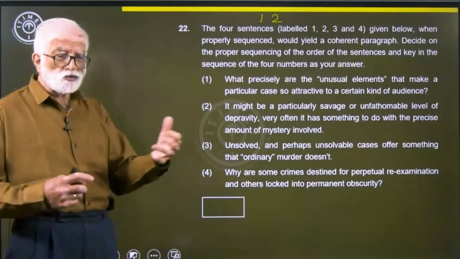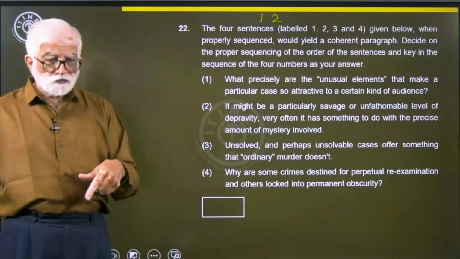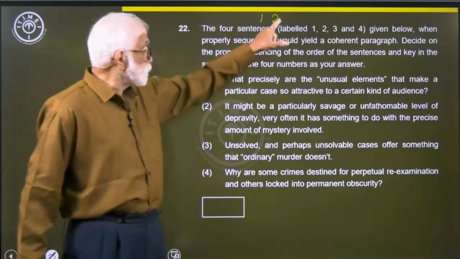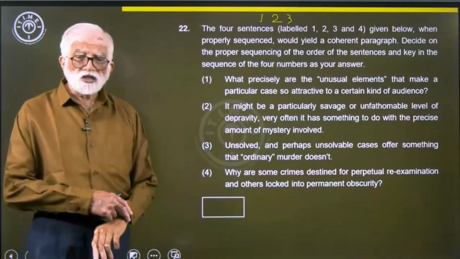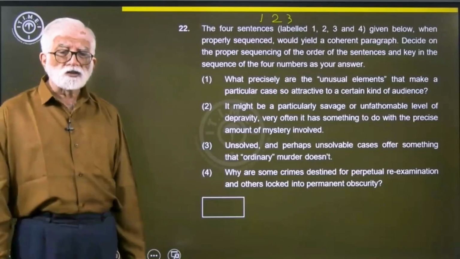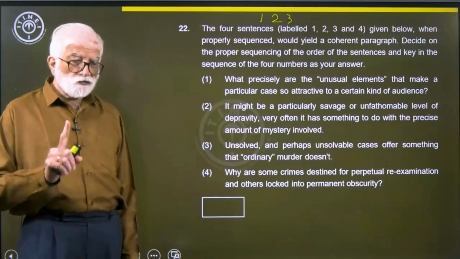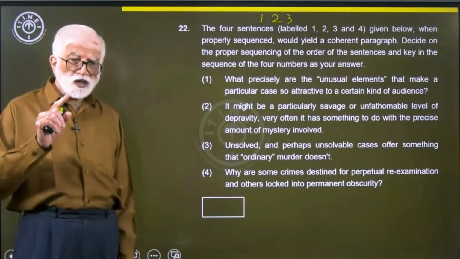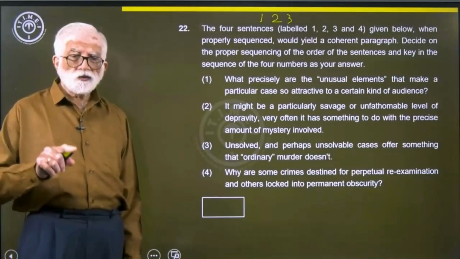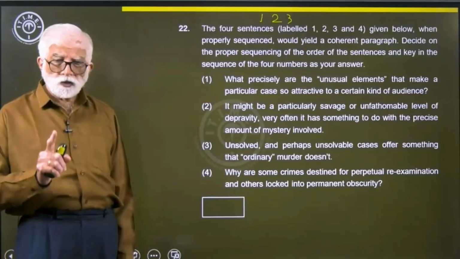That means something that is solvable is not as attractive as something that is not solvable. So, what is that then? So, I would actually have 3 after 2. Now, 4 says, why are some crimes destined for perpetual re-examination and others locked into permanent obscurity? Now, 4 is a basic question. It says, why are some crimes destined for perpetual re-examination and others locked into permanent obscurity?